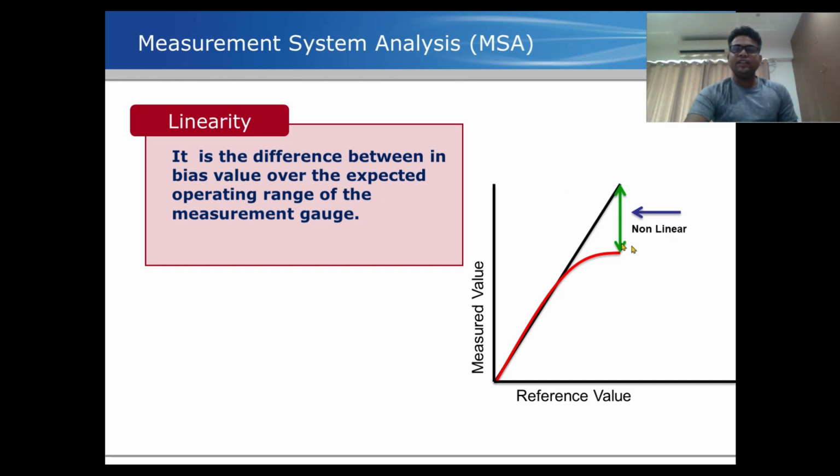Guys, in this example you will see that this is your true value and this is your observed value. According to the reference value, your measured value should be straight, or linear, but your observed values are not linear. It means that it has been curved here. So this gap is the bias. This bias is called non-linear, or this phenomenon is called linearity.